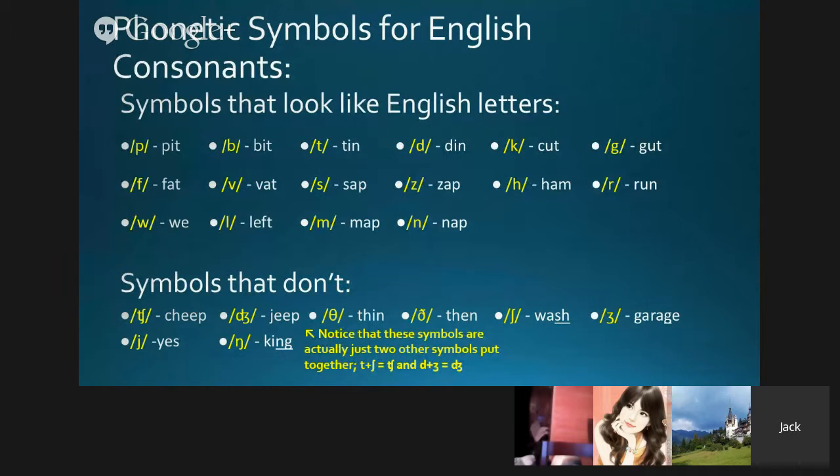Notice that those two funny ones at the start are literally just a T and a sh sound next to each other, and a D and a zh sound next to each other. And if you listen to those sounds closely, that's actually what they are. The ch sound is just t, sh, ch. And the j sound is just d, zh, j. So keep that in mind.